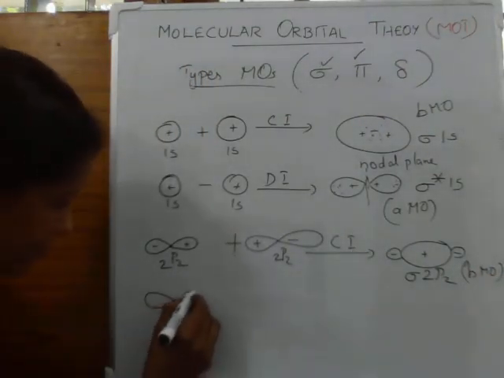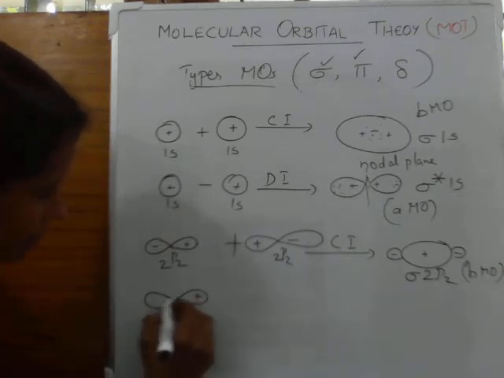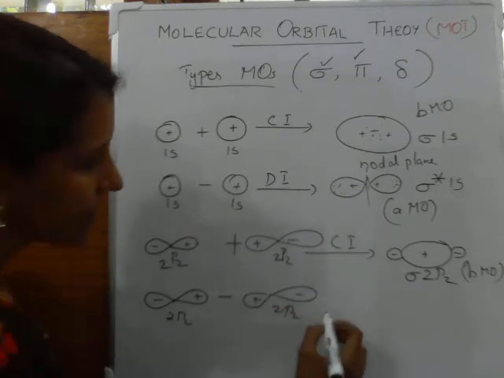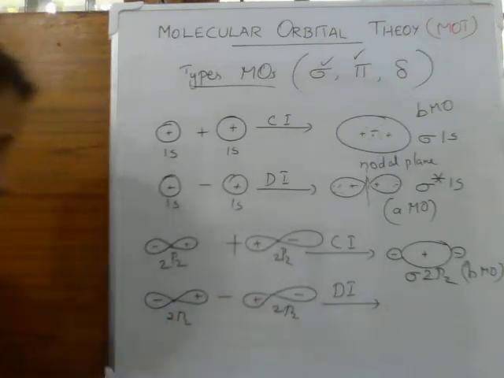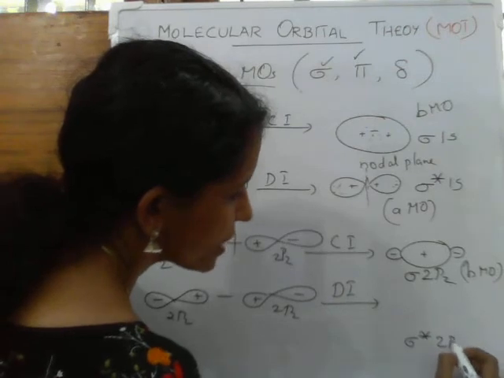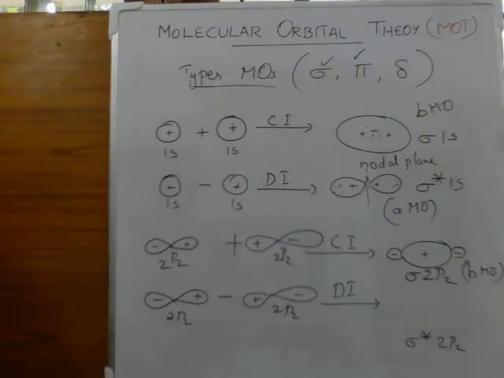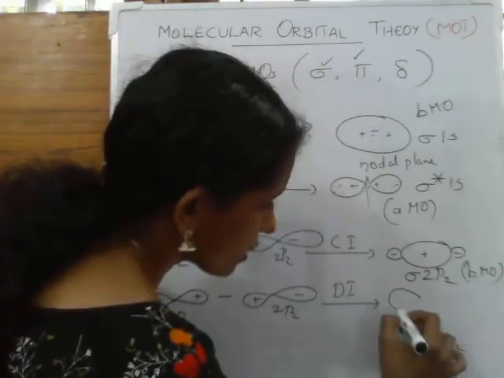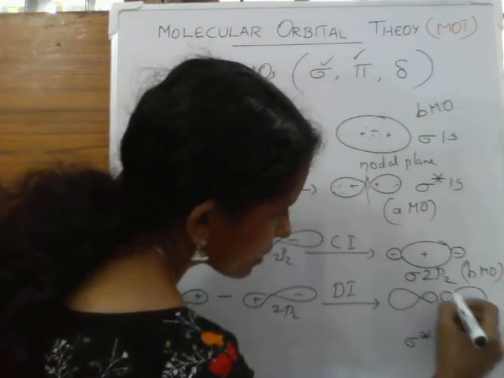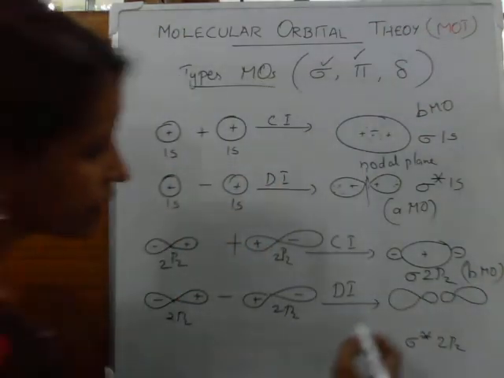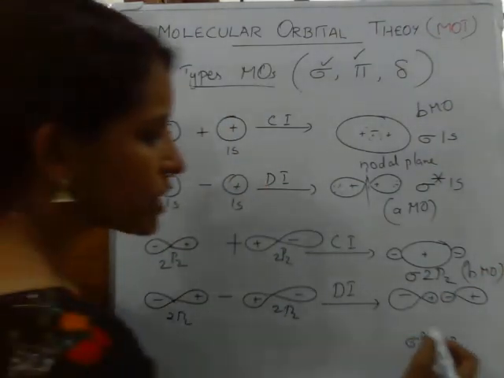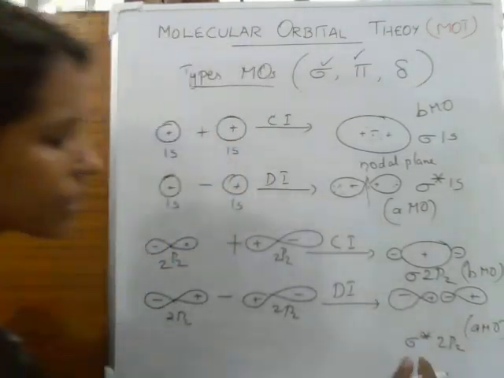Now the subtraction of the function: 2pz minus 2pz. That is destructive interference, resulting in anti-bonding MO, that is sigma star 2pz. The arrangement in sigma star 2pz is one larger lobe, then a smaller lobe, then again a smaller lobe, then a larger lobe. Plus, minus, minus, plus. This is the sigma star anti-bonding molecular orbital of 2pz.